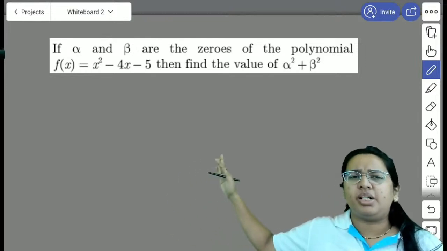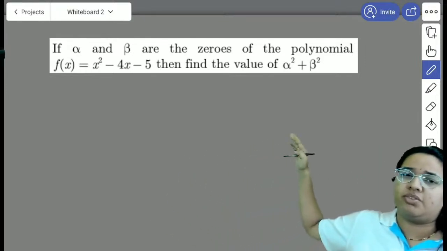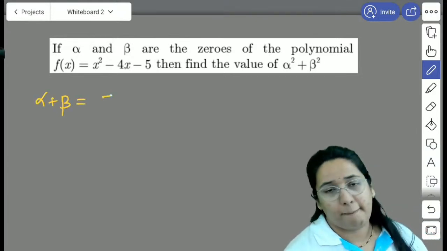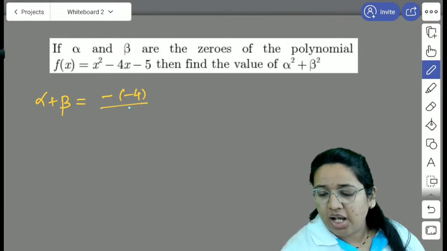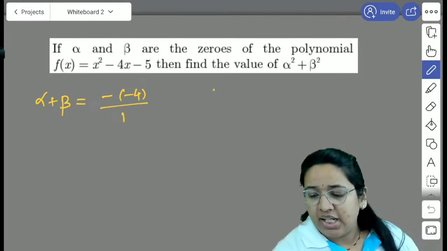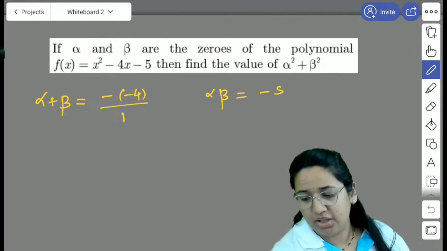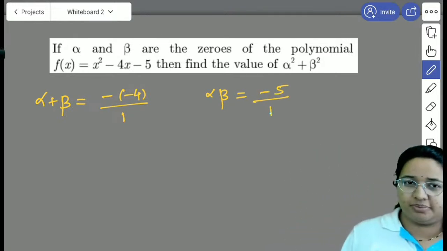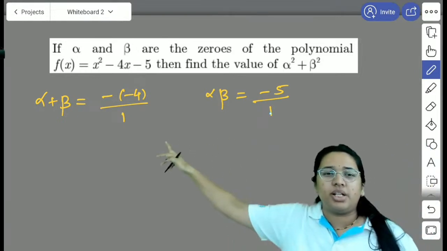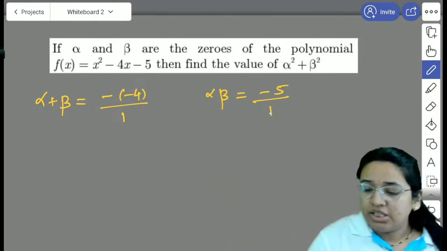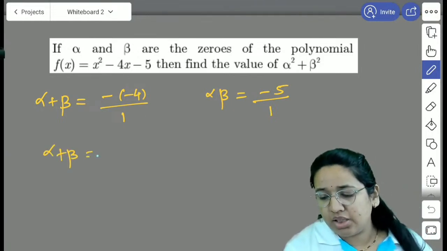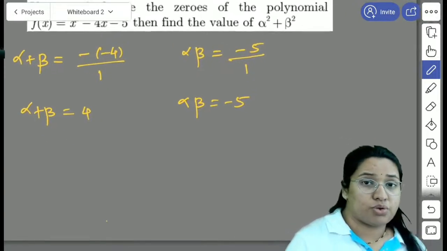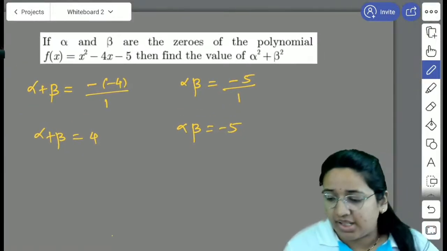Okay. Alpha and beta are roots of this, then we have to find what is the value of alpha square plus beta square. I know that alpha plus beta is nothing but minus b upon a, and alpha into beta is equal to c upon a, correct? That is the coefficient of x square, the coefficient of x, and the constant. So, if alpha plus beta is equal to 4 and alpha into beta is equal to minus 5, I have to find what is the value of alpha square plus beta square.